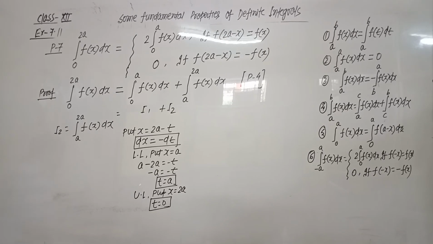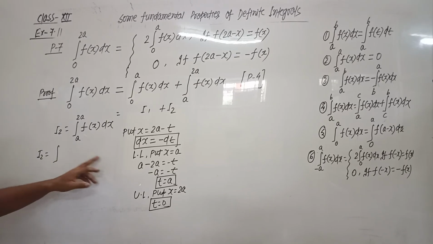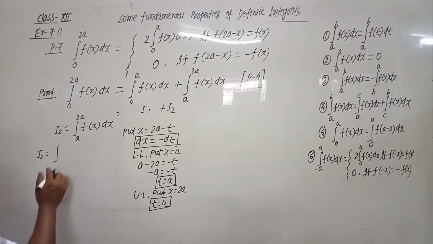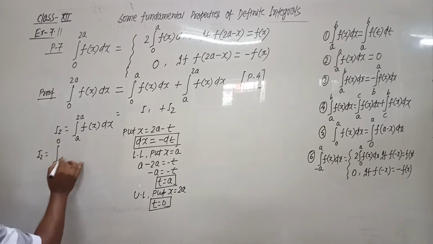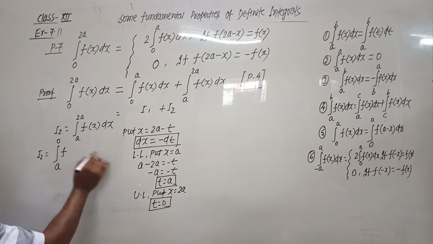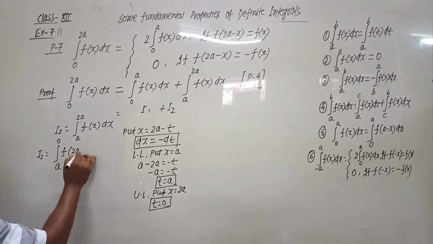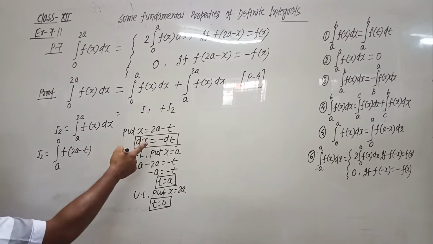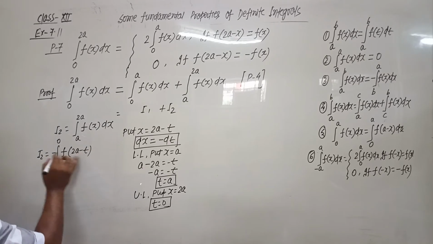And dx equals minus dt. So we can write I2 equals integration, lower limit a and upper limit 0, and f(x) can be written as f of 2a minus t and dx is written as minus dt.